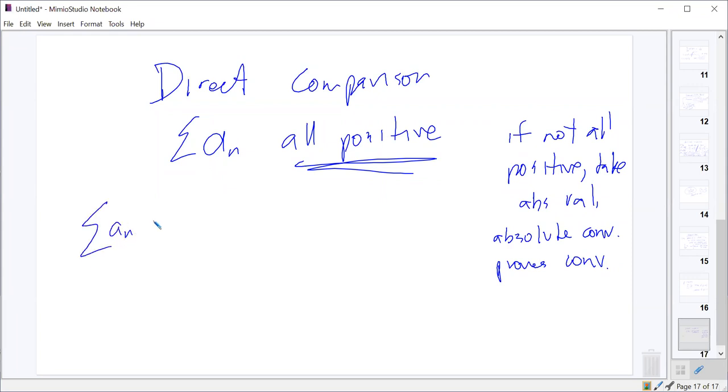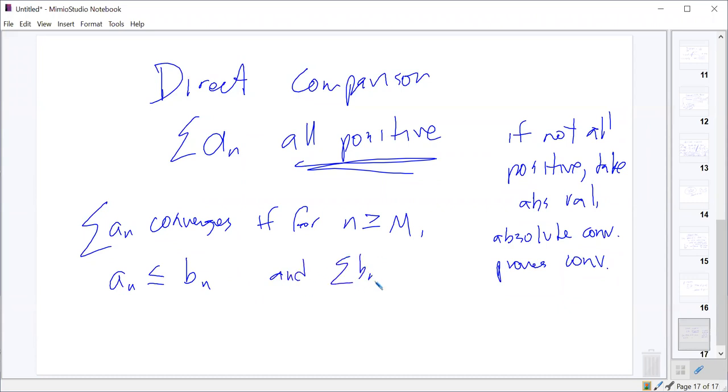So what the direct comparison test says is that the series A sub n converges if for n greater than or equal to m, A sub n is less than or equal to some other series, we'll call it B sub n, and B sub n converges. So if we know that some other series B sub n converges, and that at some index of m and beyond, all of the values of A are less than or equal to the values of B, then A must also converge.